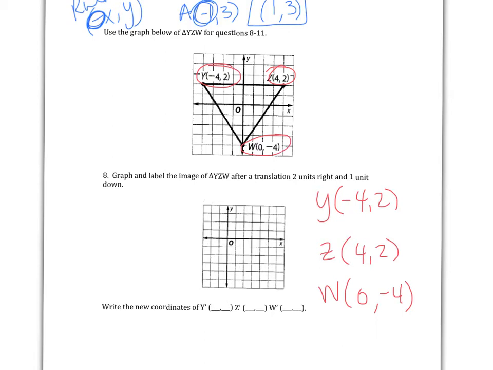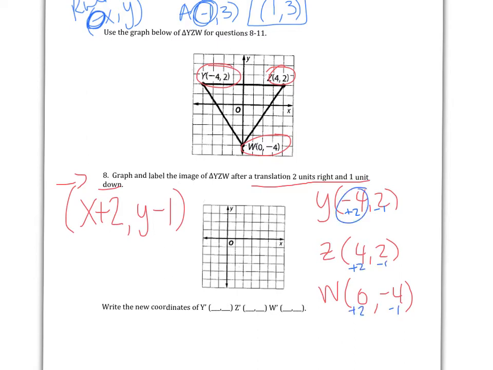Then it says, after a translation of 2 right and 1 down. So that would be x plus 2, because if I go right, it's positive 2, and then 1 down, so I'm going to minus 1. So there's my rule. So I would add 2, subtract 1 to each.